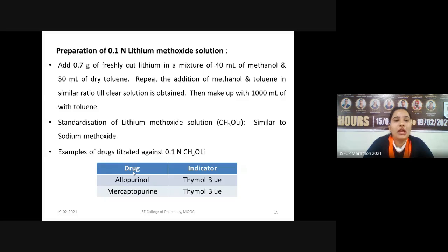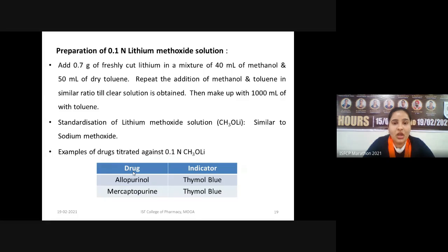The preparation of 0.1 normal lithium methoxide solution is done by the following steps. First of all, add 0.7 gram of freshly cut lithium in a mixture of 40 ml of methanol, and then we have to add 50 ml of dry toluene into it. Repeat the addition of methanol and toluene in a similar ratio till a clear solution is obtained.